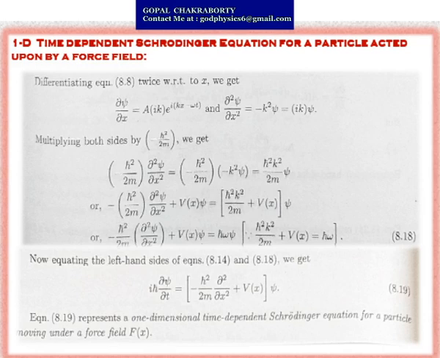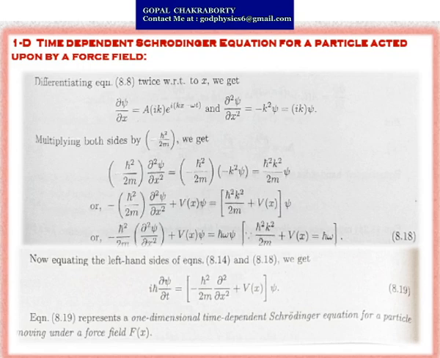If you take all this to the left hand side, ultimately you get minus h cut square by twice m del 2 psi del x2 plus V psi equals h cut square k square by twice m plus V of psi. What I have done is add the potential V to both sides. So the right hand side of this equation gives minus h cut square by twice m del 2 psi del x2 plus V(x) psi equals h cut omega psi, that means h cut square k square by twice m plus V equals h cut omega.